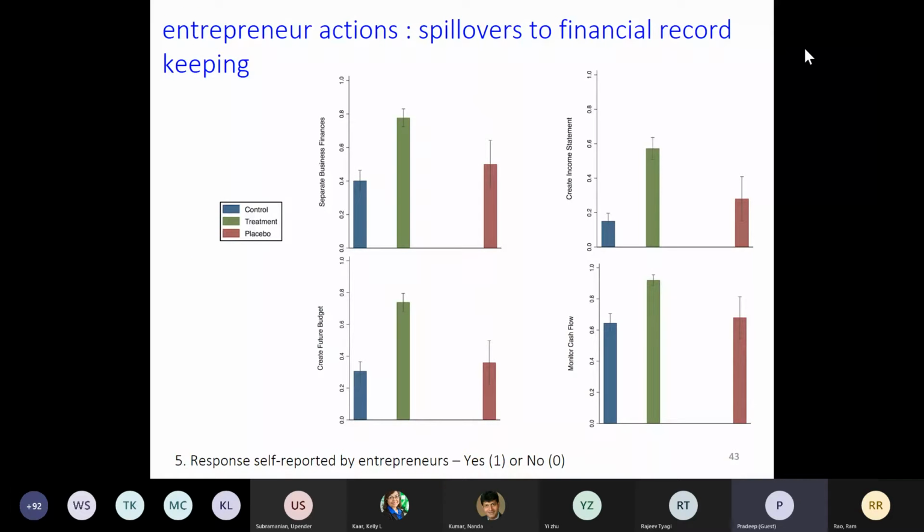Creating future budgets, keeping track of their cash flows, creating income statements and things like that. So with this improved numeracy, they seem to have gotten better at activities which are not directly marketing related, although, remember, the app itself was purely marketing related. The notion of improved numeracy goes beyond just the marketing activities. It seems to be spilling over into a broader comfort or ease with using numbers, which then spills over into other activities that these firms might be engaging in.